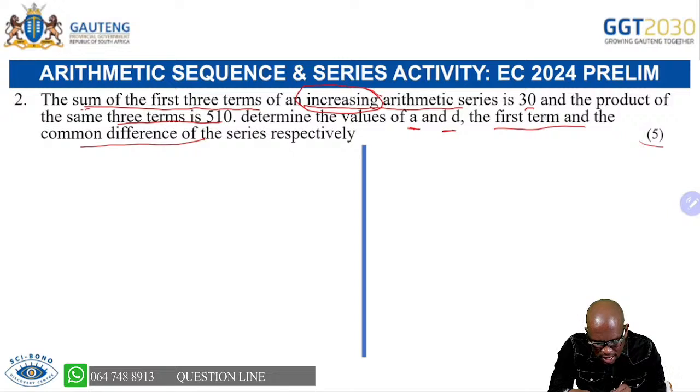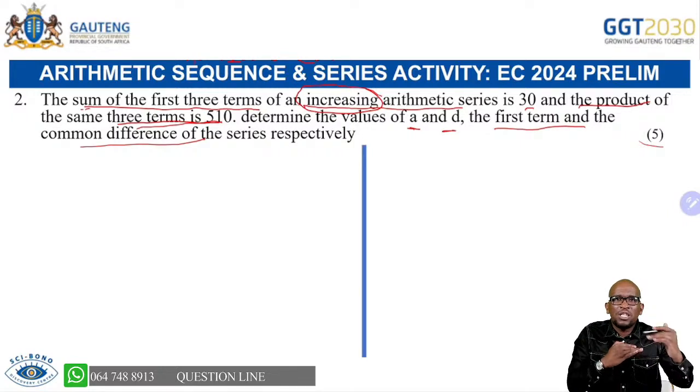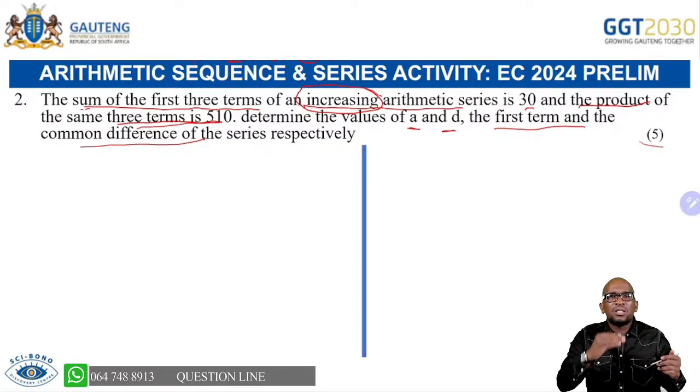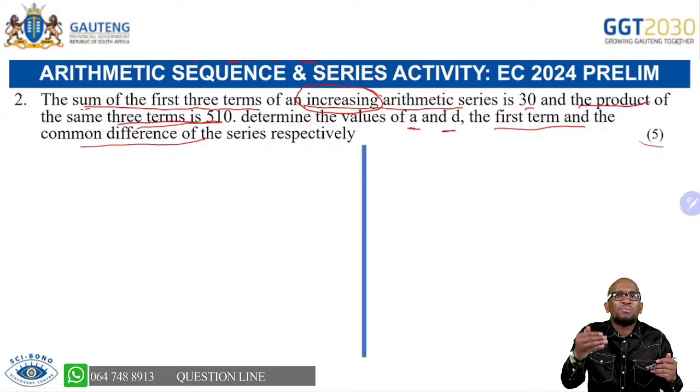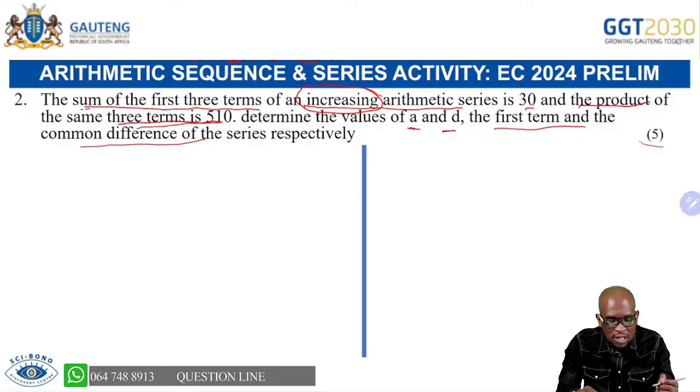They've given you that the sum is 30. And the product of the same three terms is 510. So you'll now be multiplying T1 times T2 times T3, and you should be getting 510. That would give you two equations. The first equation would be derived from the sum, and the second equation from the product. When you solve them simultaneously, you'll be able to get the value of A and the value of D. Right, let's check how you were supposed to go through that one.